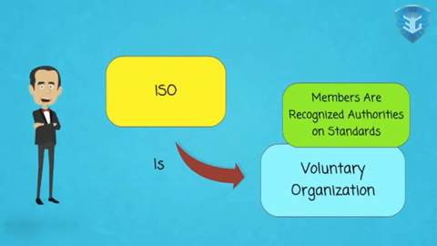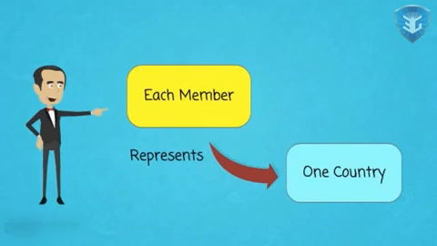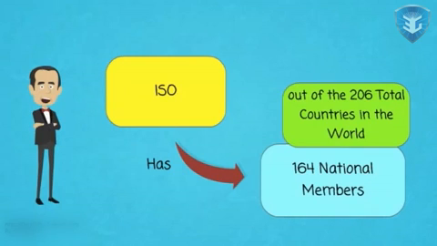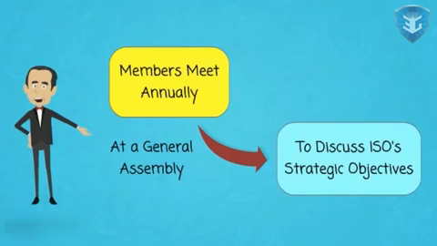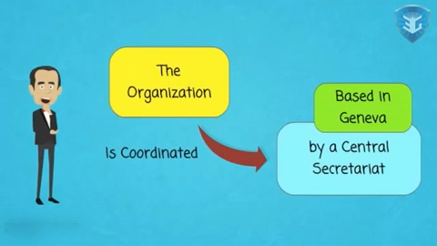ISO is a voluntary organization whose members are recognized authorities on standards. Each member represents one country. ISO has 164 national members, out of the 206 total countries in the world. Members meet annually, at a General Assembly, to discuss ISO's strategic objectives. The organization is coordinated by a central secretariat, based in Geneva.